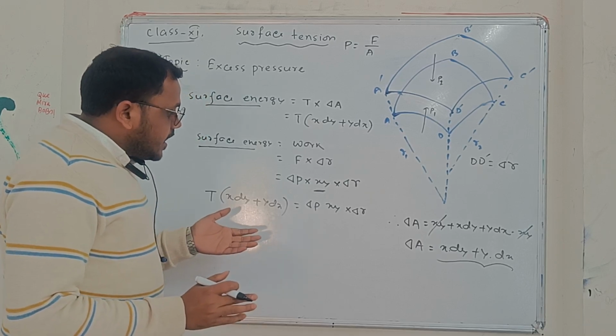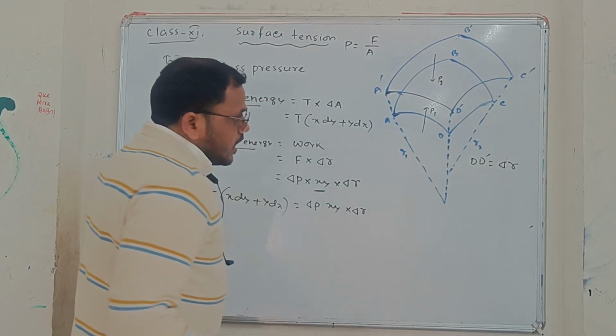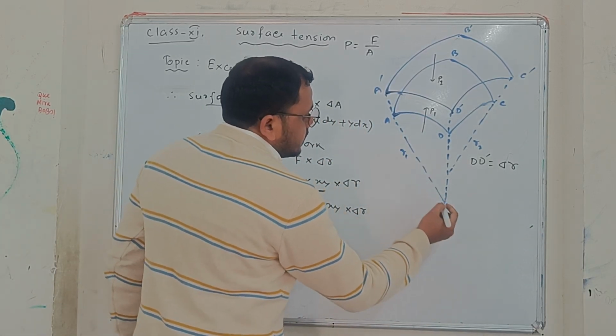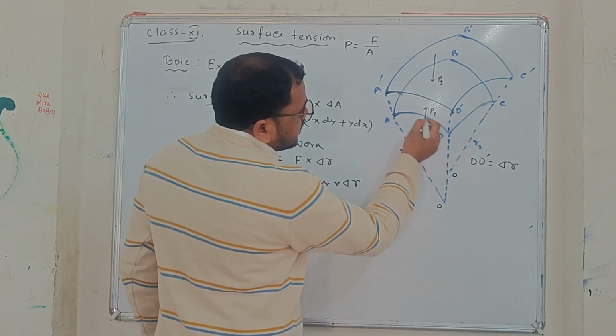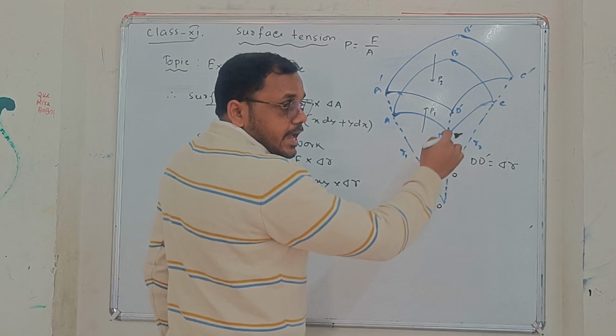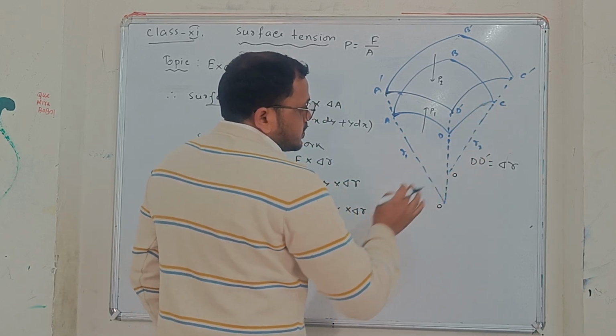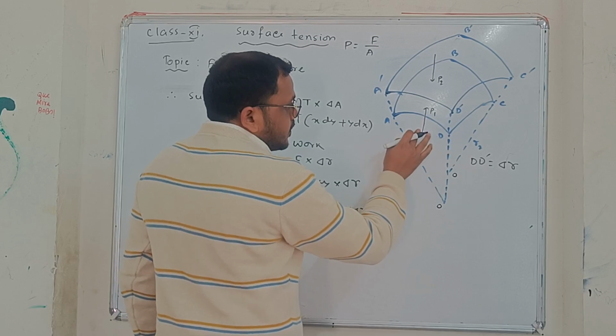Now we change the variables into a single term. That is why we consider the triangle. If this point is O and this is O dash, this is a curved path, and its radius of curvature is r1. This is the length, and this one is the breadth, and its radius of curvature, suppose, is r2. So r1 is the radius of curvature.